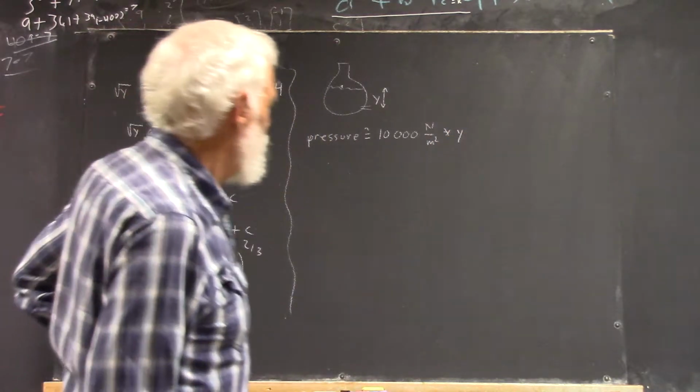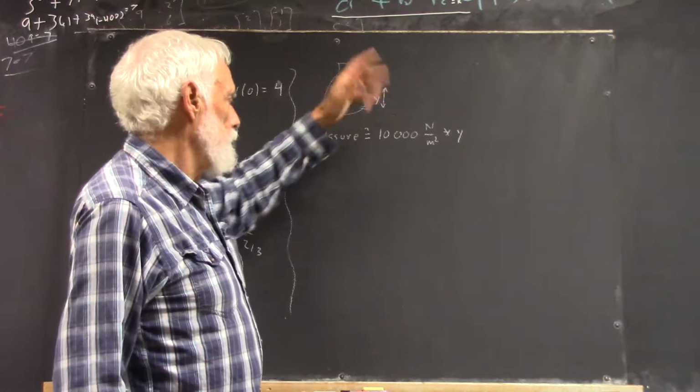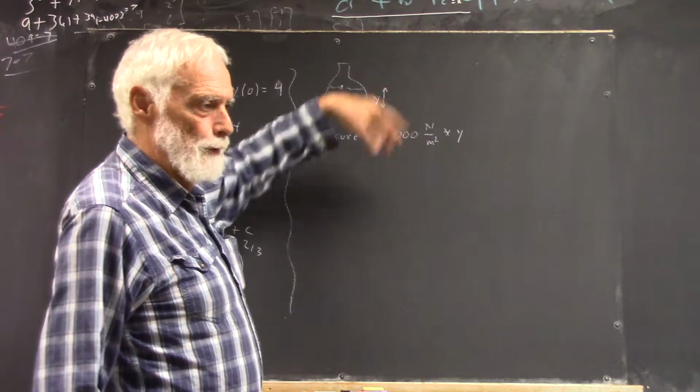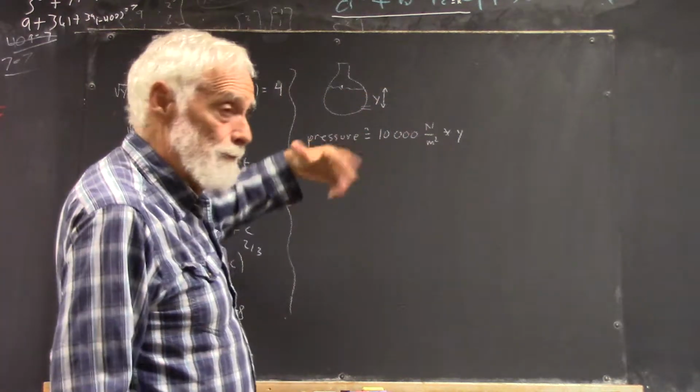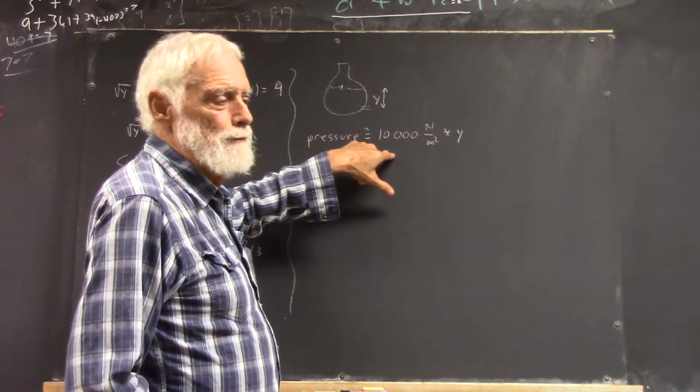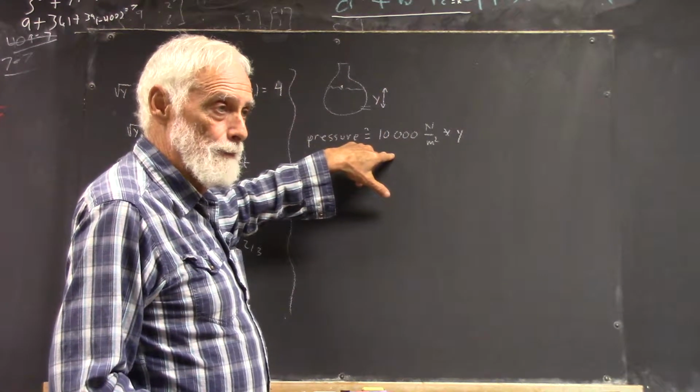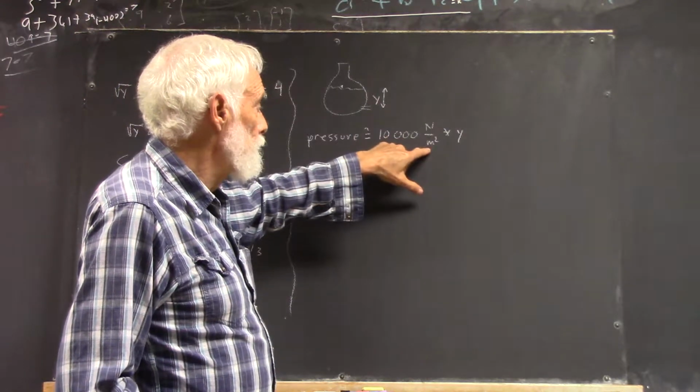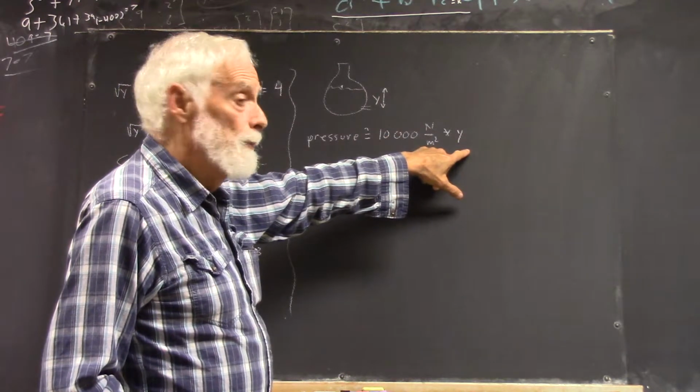Pressure is approximately 10,000. It's actually 9,800. It varies from one point on the Earth to the other because of different acceleration of gravity, but it's all pretty close to 9,800. We'll just say 10,000. Okay, it's 10,000 newtons per square meter times Y.